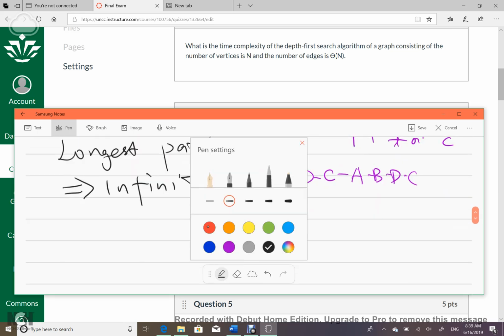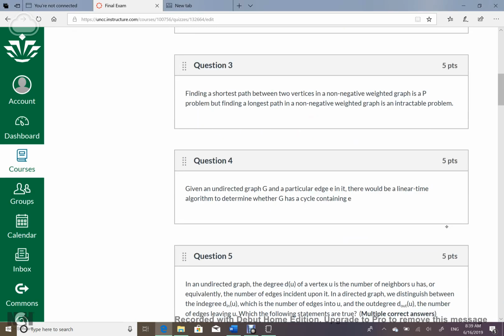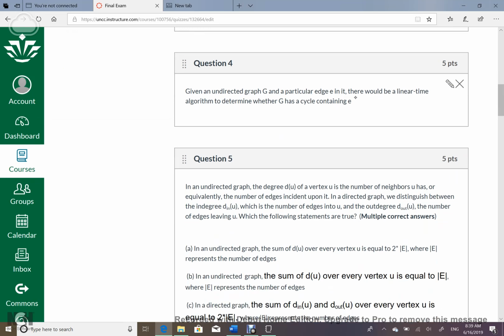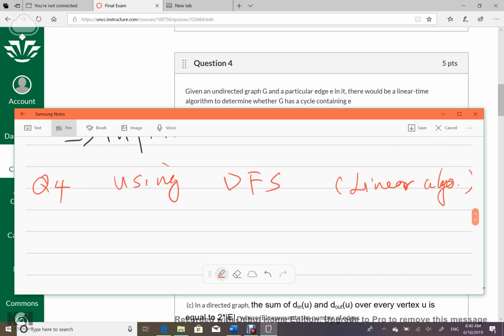Now let's take a look at question 4. In question 4, given a directed graph G and a particular edge E in it, give a linear time algorithm to determine whether G has a cycle containing E or not. We already explained that. We use DFS, which is a linear algorithm, so we can use that.